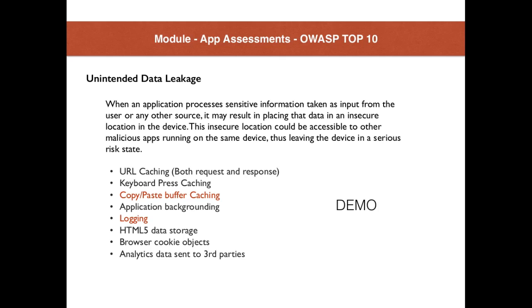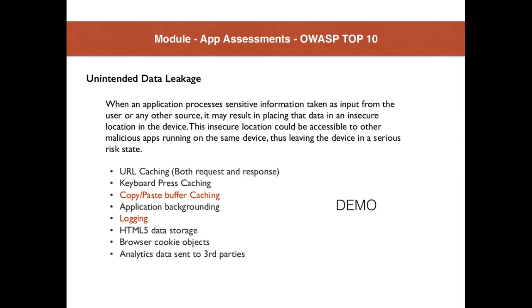HTML5 data storage as well. If any application is developed using HTML5, the data storage associated with HTML5 applications is also one problem. And browser cookie objects and analytics data sent to third parties. For example, your IMEI number is actually being sent to a third-party application like Amazon or something. That again is a problem. So your data is getting leaked, right? So these are all examples of unintended data leakage.